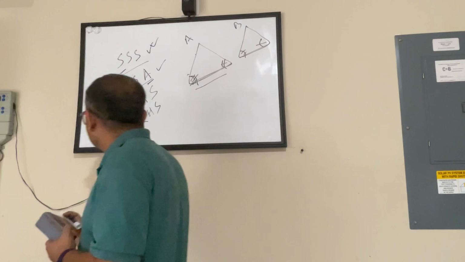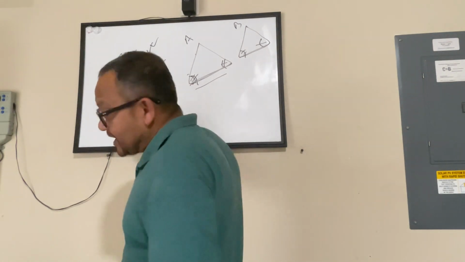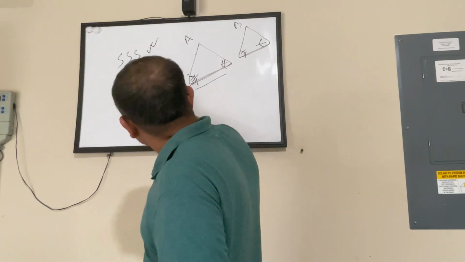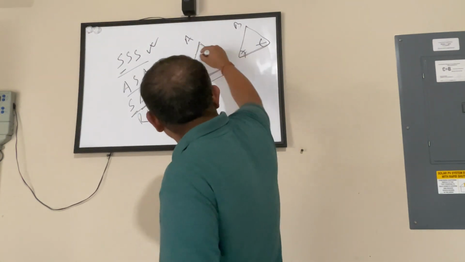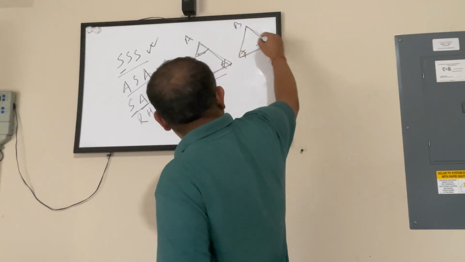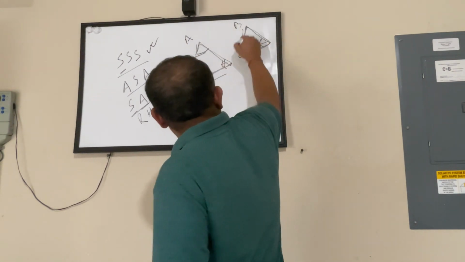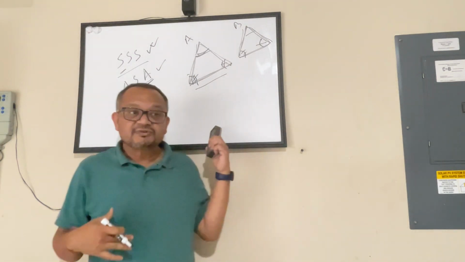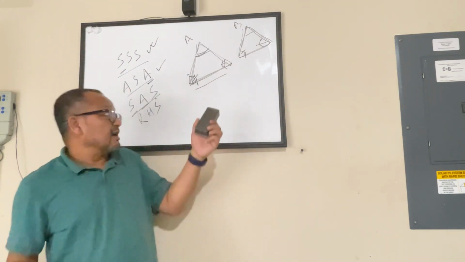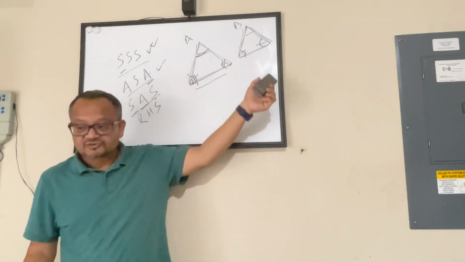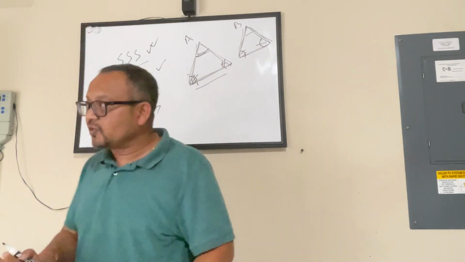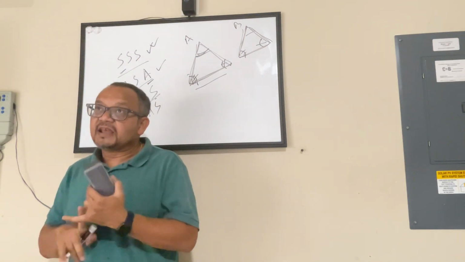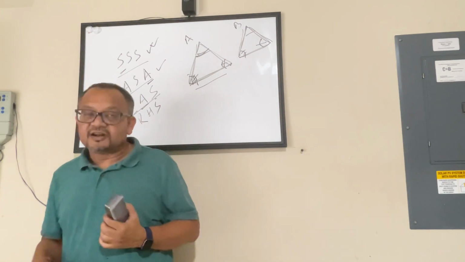You know it? Okay. The third one is called SAS, meaning side, angle and side, meaning 2 sides and the angle between them. So between 2 triangles, if there are 2 sides matching and the angle between them is also matching, that means these 2 triangles are congruent, meaning the other side will also match, other angles will also match. So there are 4 theorems: SSS, ASA, SAS and RHS.